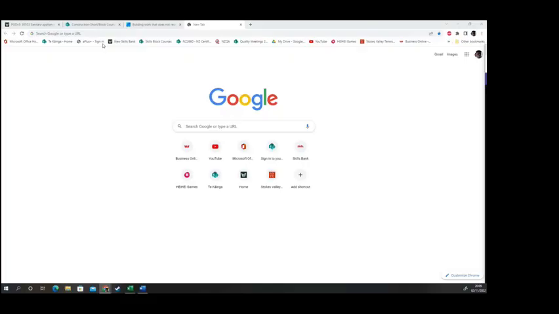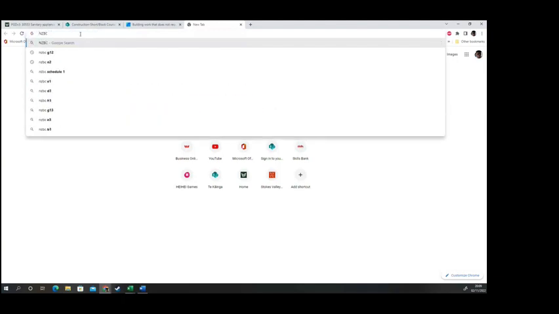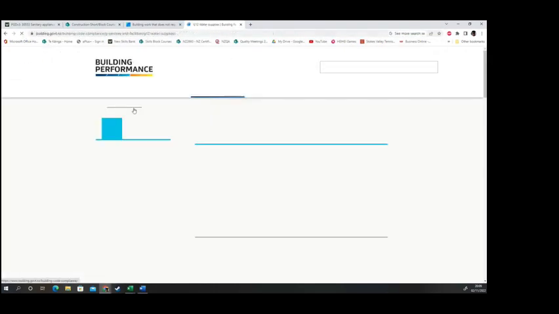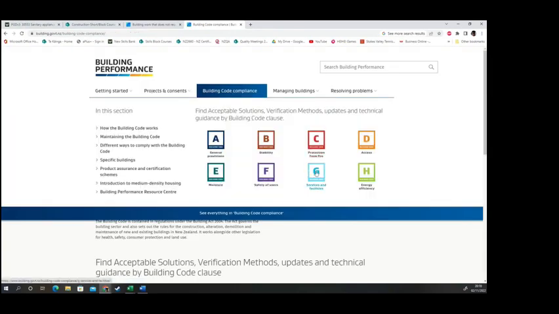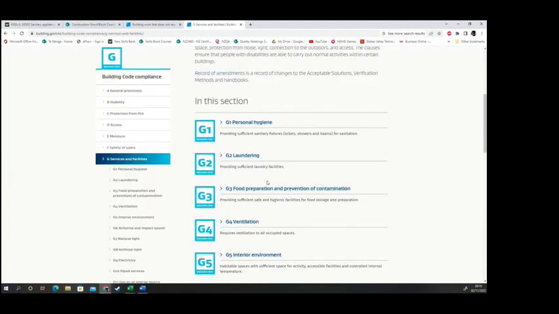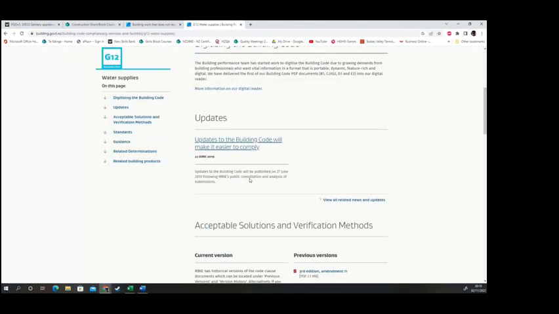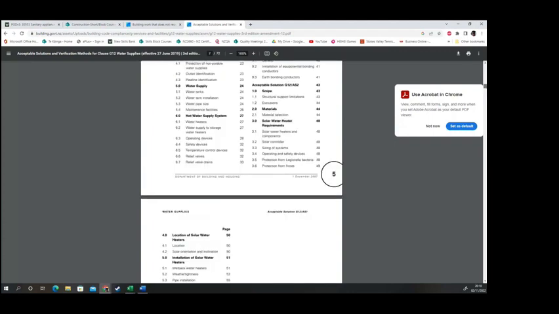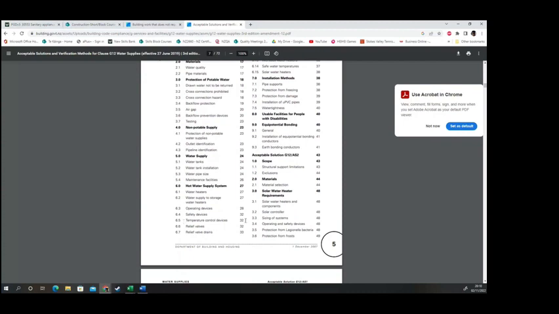So for example, if we go through and look up G12, it's easy enough, just Google it. If you want to look at all the other documents, they're all there. Go back to my G12. Make sure I'm on the right and latest version. So you want to look up, okay, here's my contents. Temperature control devices. It's probably a reasonable start point.